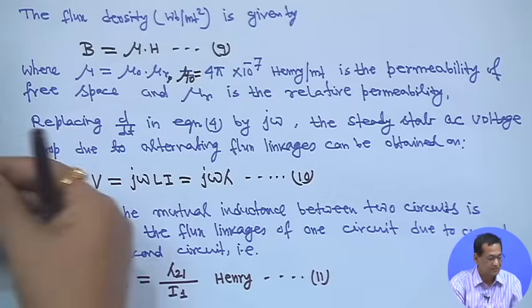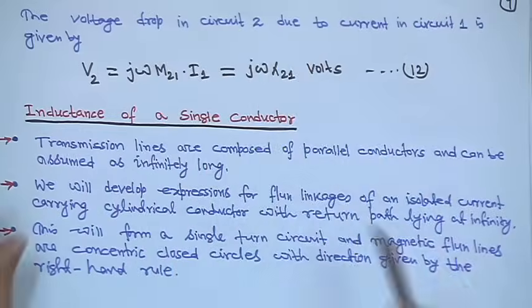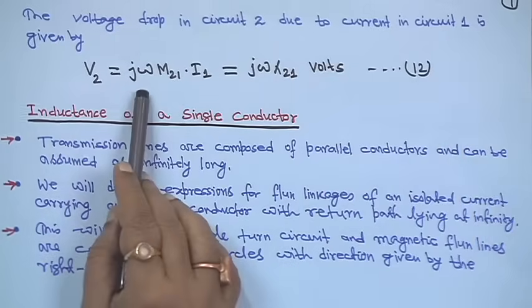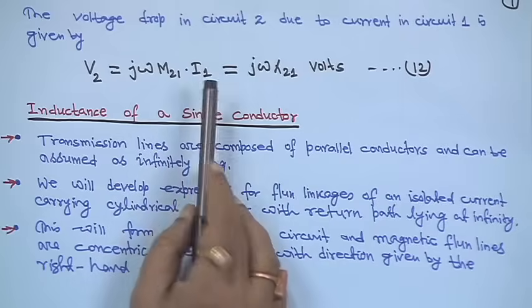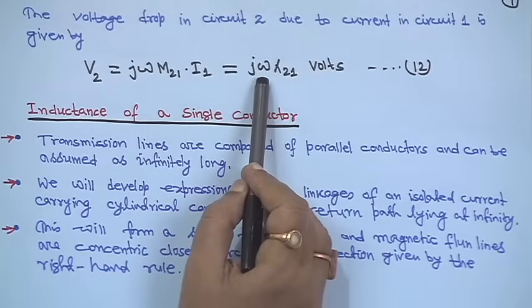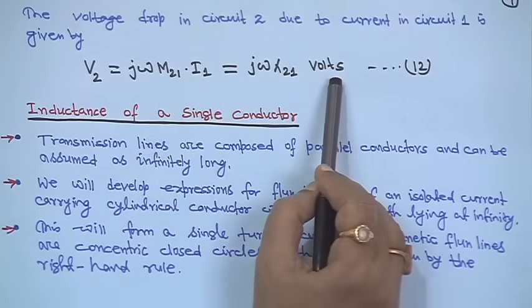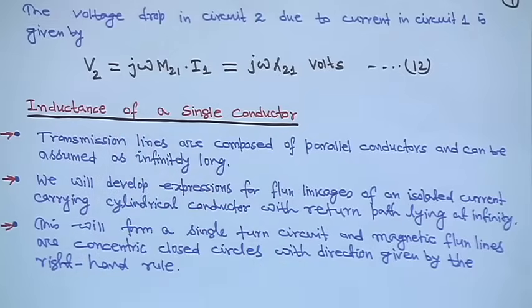Now, because of this mutual inductance, what will be the voltage drop? The voltage drop in circuit 2 due to the current in circuit 1 is given by V2 equal to j omega, same as before, into M21 I1. j omega remains as it is, but lambda 21 is equal to M21 into I1 volt. So, this is the voltage drop in the second circuit. This way we can determine the mutual inductance, but details we will see later.